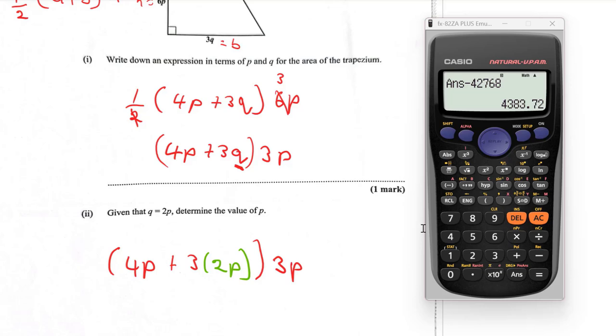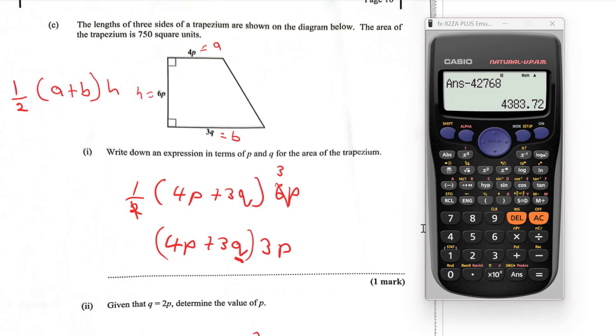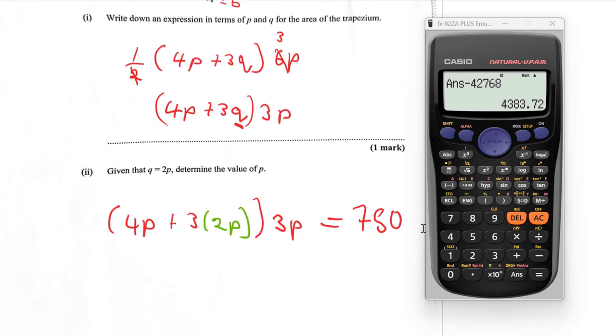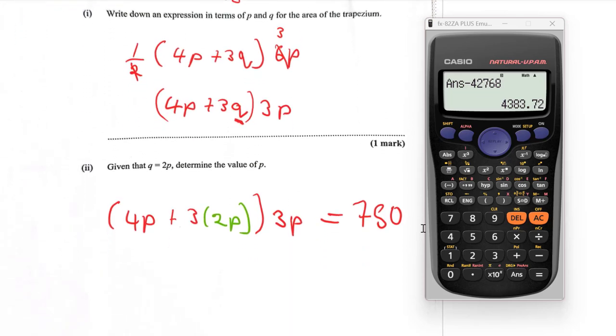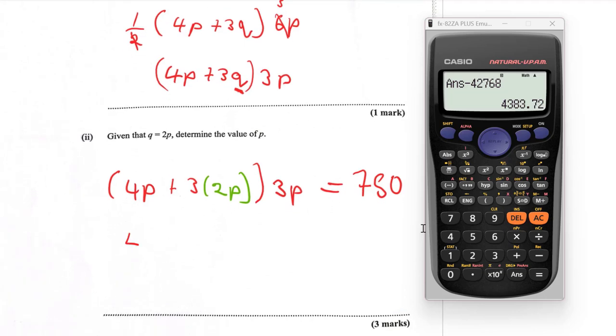And now in order for us to determine the value of P, we need to equate this to the 750. Remember, we are dealing with the area. They told us in the question that the area is 750. So we need to equate this to 750. Now we can simplify. So this is going to be 4P plus 6P times 3P is equal to 750.